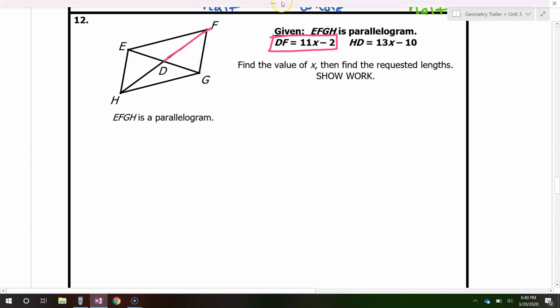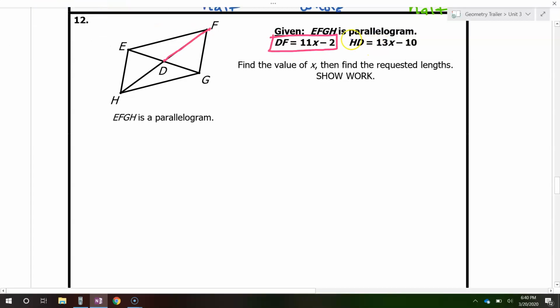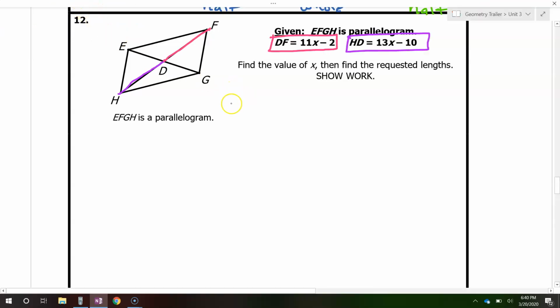Now, HD is 13x minus 10. So here's HD right here in purple. How should the purple compare to the red? Well, the diagonals bisect each other. They cut each other in half. So these two halves should be equal. That's why I should be able to solve this by simply setting them equal to each other.